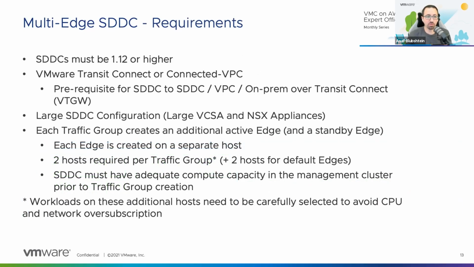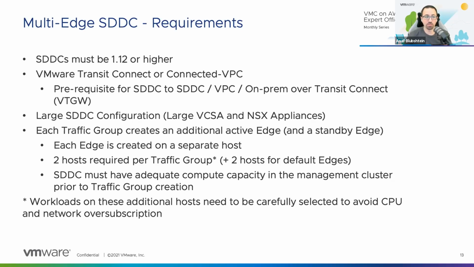Okay, so some of the requirements is that the SDDCs need to be in 1.12 or higher. That should be the majority of customers that are running M12. And any new deployment right now is running 1.14, so should be good there. We can only steer traffic to other edges if we are leveraging the Transit Connect or the connected VPC. Any other type of traffic, for example, internet traffic, VPN, NAT traffic, will still leverage the default tier 0.